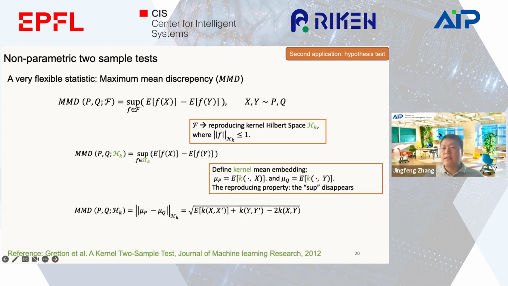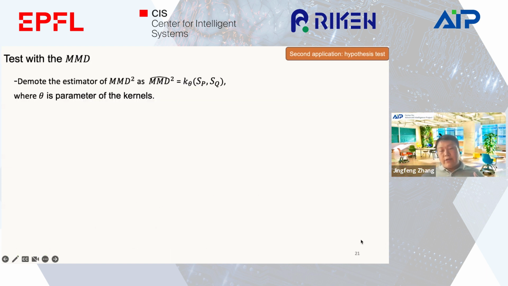Then we define the kernel mean embedding to embed the distributions into an infinite dimensional feature space. This allows us to compare and manipulate the distributions using dot products. And due to the reproducing property in RKHS, we can make the sup disappear and use the kernels to calculate and compare two distributions. If the MMD equals 0, the two distributions are the same. We actually can use many different estimators to estimate the MMD.